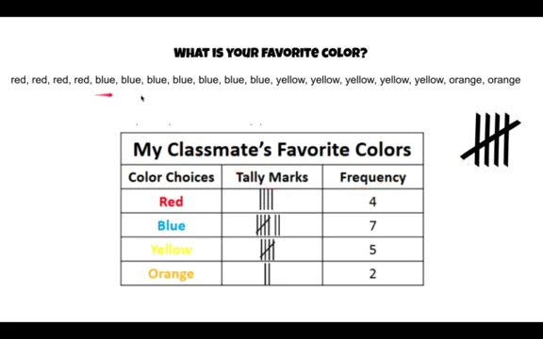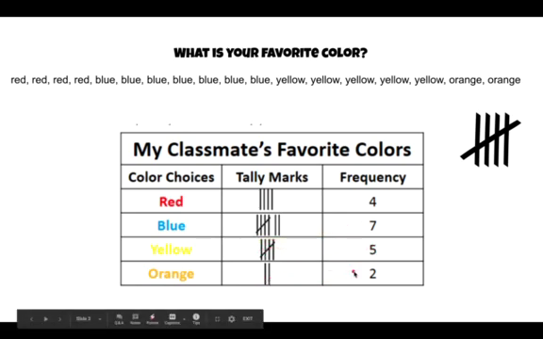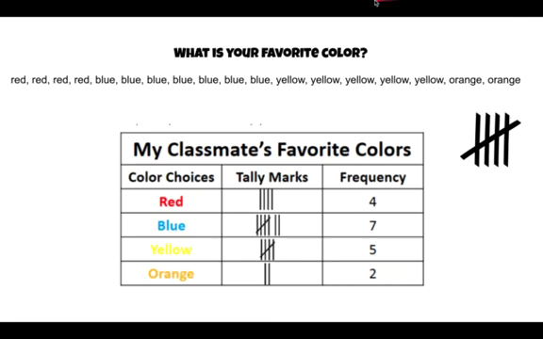Once I've gone through my data and made all my tally marks, then I can count up my tally marks, 4, count up my tally marks, 7, count up my tally marks, 5, and count up my tally marks, 2. So just by looking at this column, I can see 4 people said red, 7 people said blue, 5 people said yellow, 2 people said orange. It's very easy to see which was the most popular color of the people that I asked.